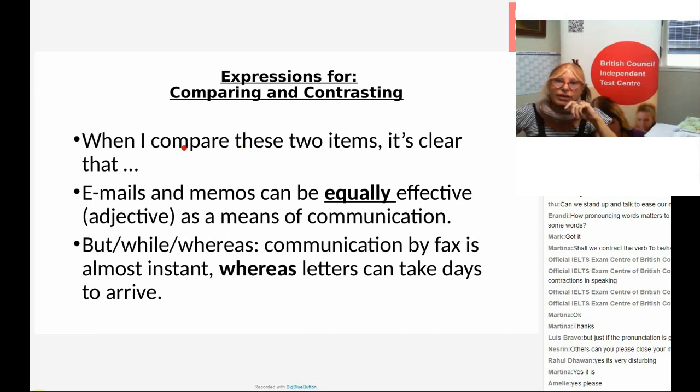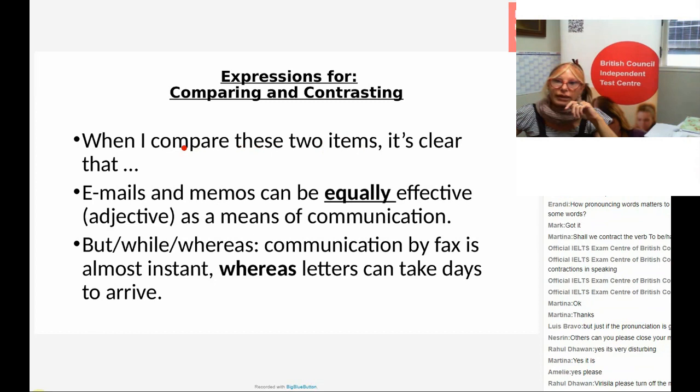Okay, so that's a nice, easy one to use for people who are not too confident with complex sentences. Okay, another way of saying comparisons or contrasting. Emails and memos can be equally effective as a means of communication. Okay, so here we have effective as the adjective, equally effective. So equally gives the idea of not one or the other is better. Okay, they are equally effective. They are equally expensive. They are equally delicious. They are equally hardworking. All right, they are equally talkative. So that's when you're talking about things being the same.